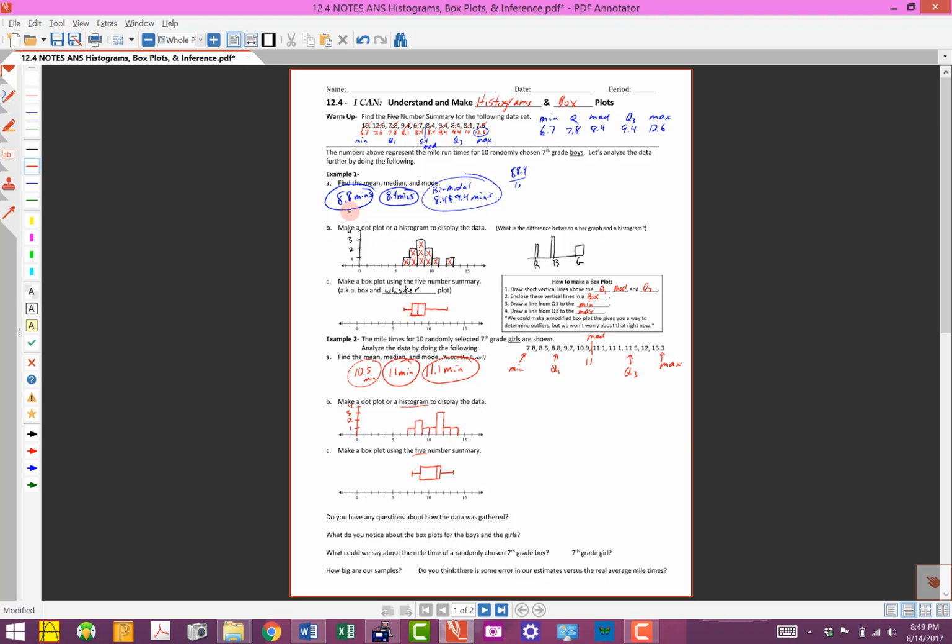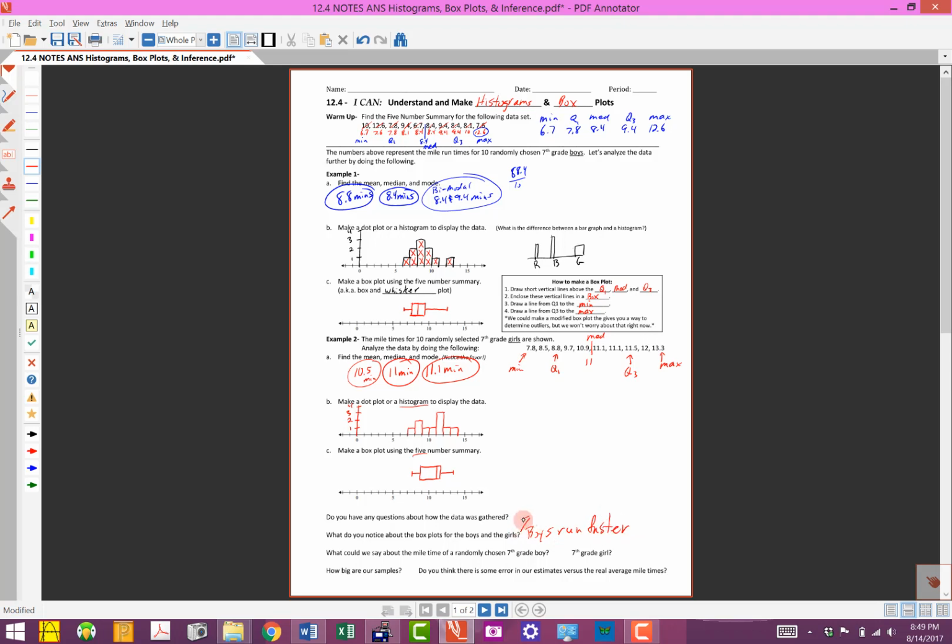And then if we look at the data, the actual statistics that come from these samples, 8.8 minutes for an average, a mean time versus 10.5, 8.4 for a median time versus 11, and then 8.4 and 9.4 as modes as opposed to 11 minutes for a mode for the girls. So it looks like the boys do run faster, okay? So we're going to write down boys run faster.